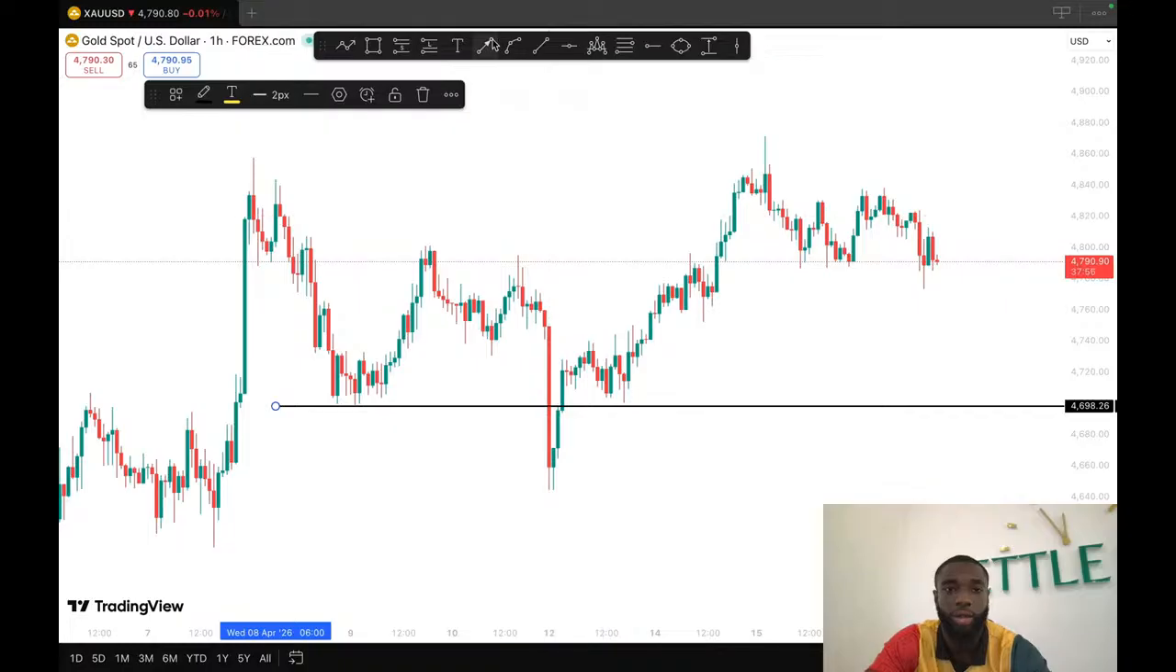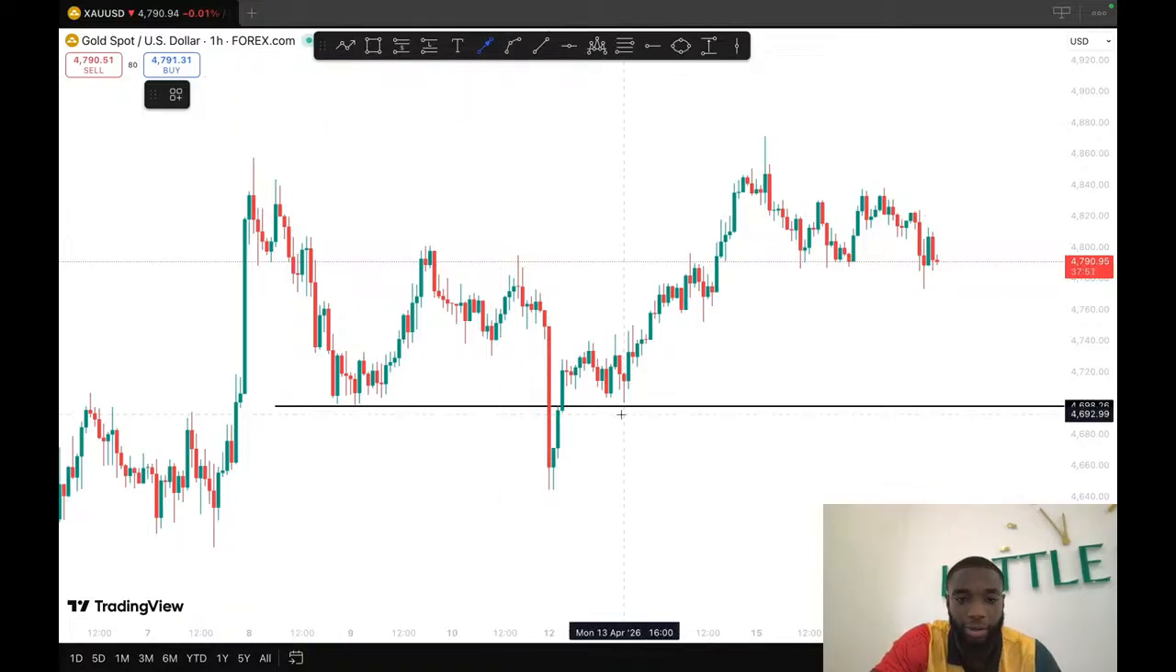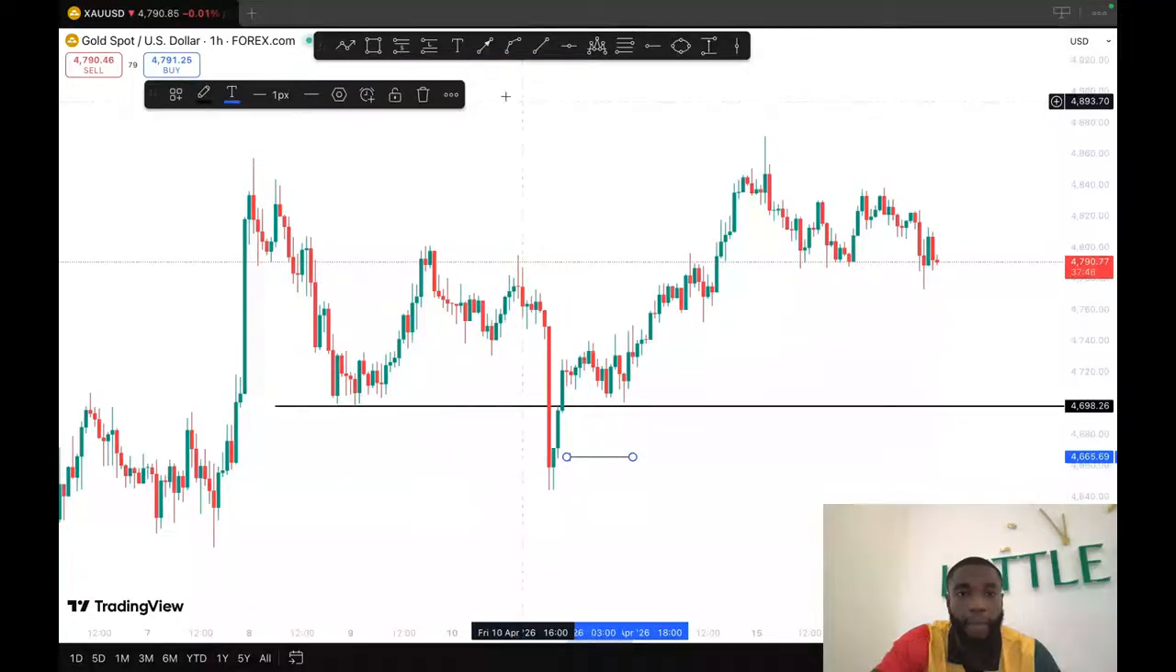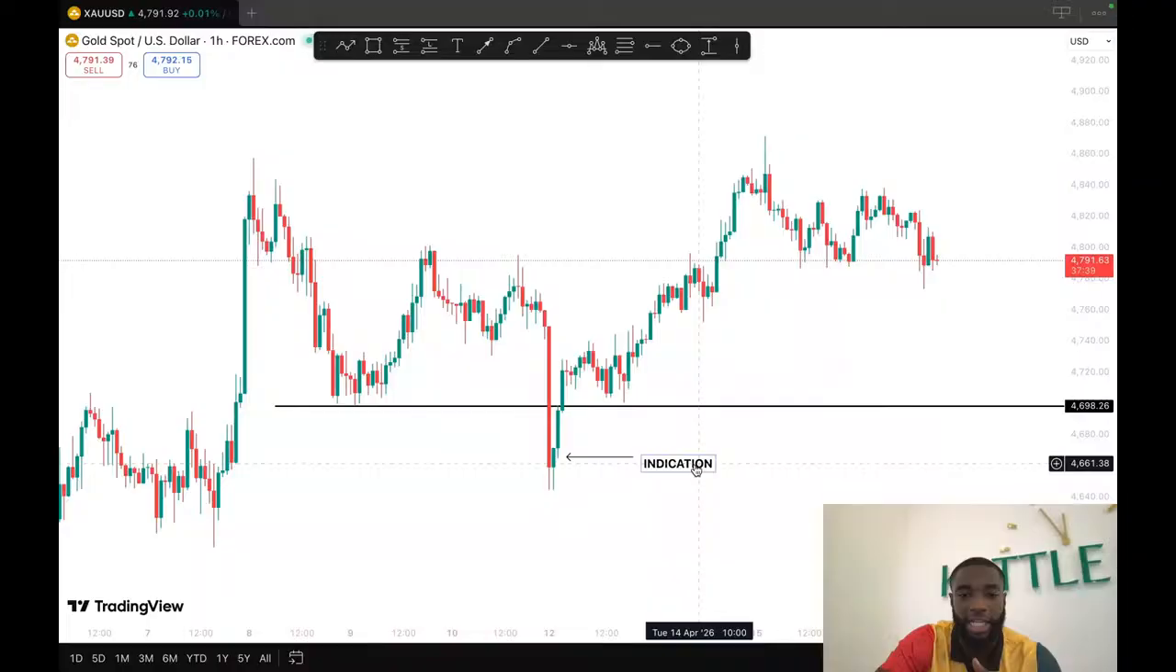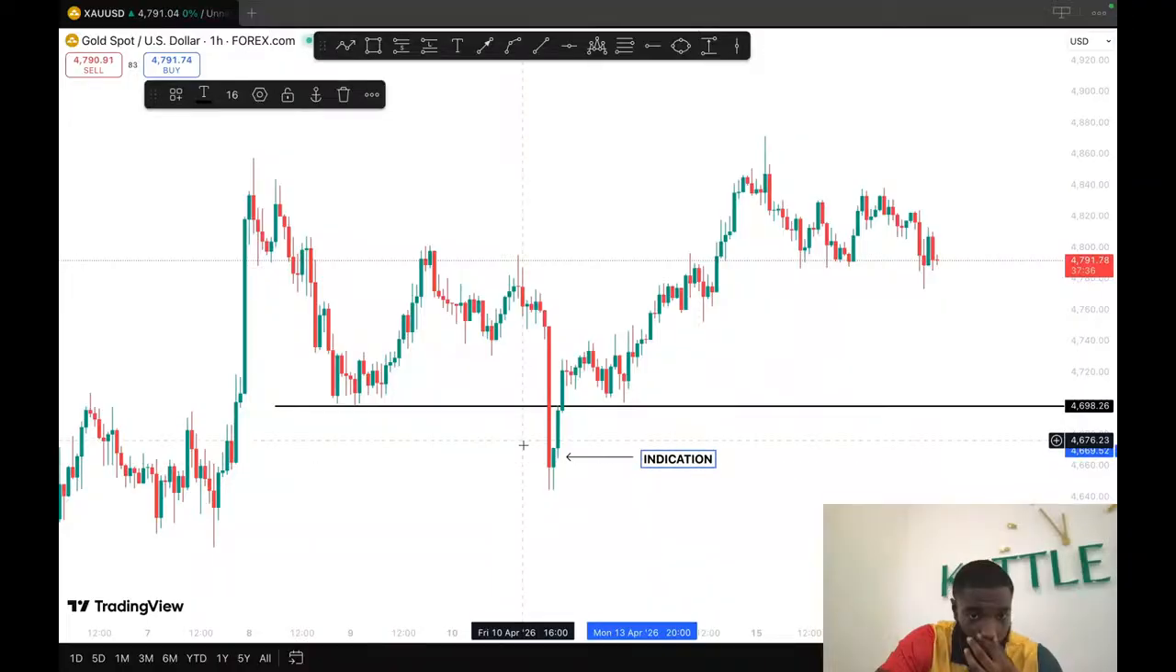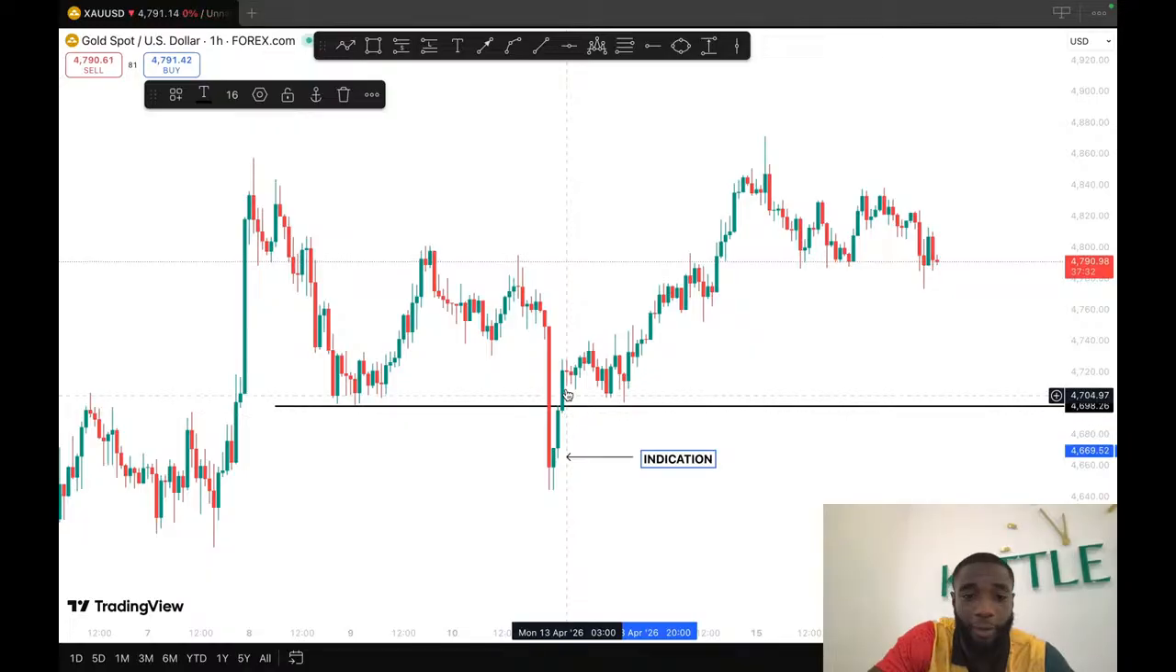So let me just put the arrow here for you. I hope you guys are following along. This here is an indication. Now, you can see how price went on that correction. Now, all of this is a correction.